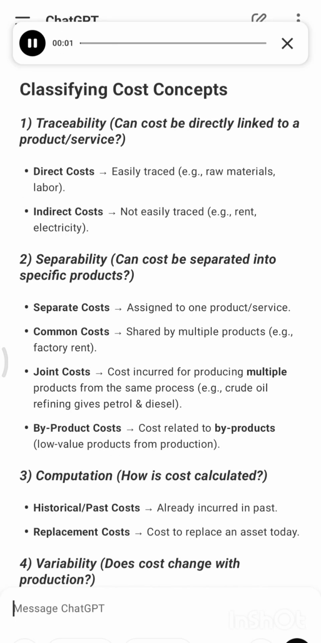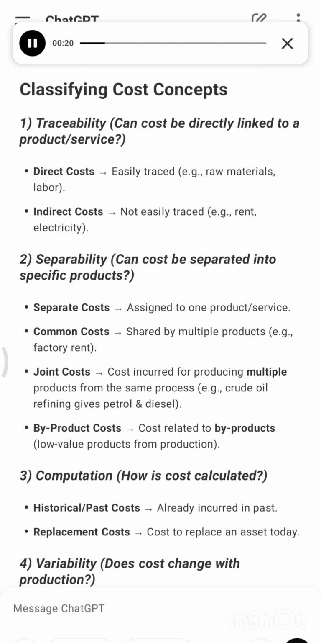Classifying cost concepts. 1. Traceability. Can cost be directly linked to a product or service? Direct costs: easily traced, e.g. raw materials, labor. Indirect costs: not easily traced, e.g. rent, electricity. 2. Separability. Can cost be separated into specific products?